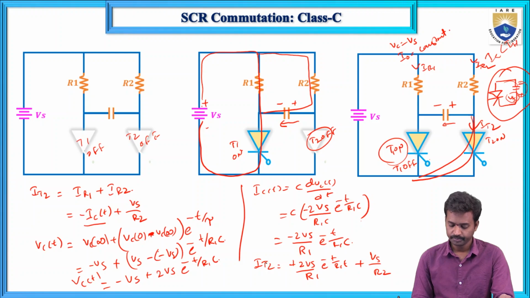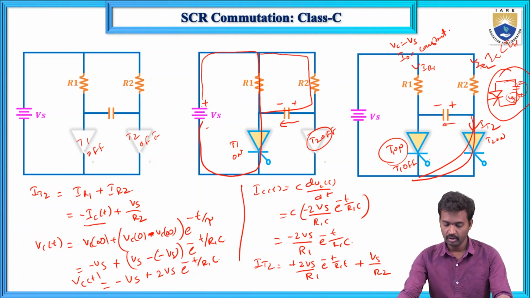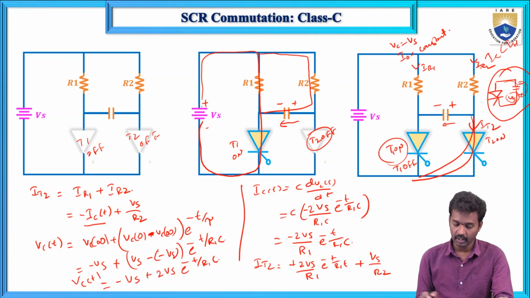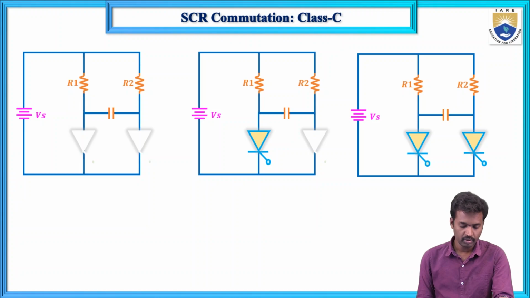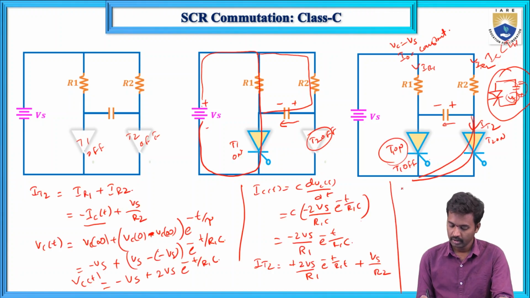Now, what about the circuit if you want the peak value of current? For the peak value of the IT2 current, substitute t equals 0. So IT2 equals Vs/R2 plus 2Vs/R1 e^(-t/(R1·C)).